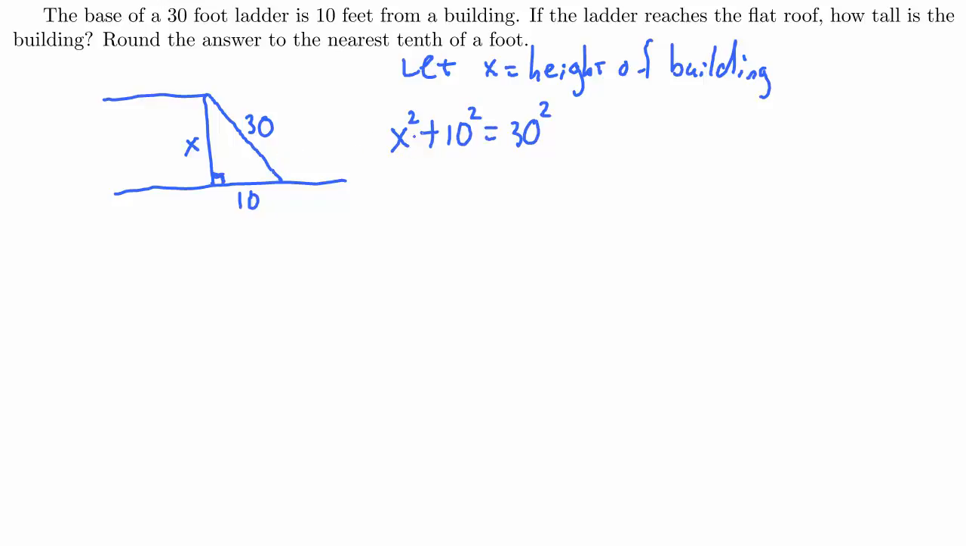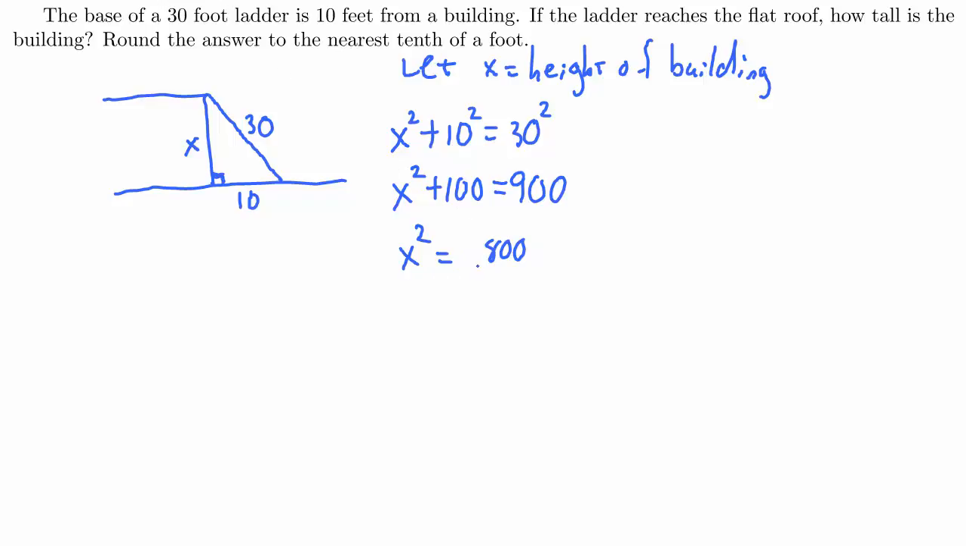The only thing you have to remember is that the hypotenuse is over here by itself. The other two don't really matter. I could have done this as 10 squared plus x squared. It's just up to you. Then you simplify, so it gives you x squared plus 100 is equal to 900. Then you subtract 100 from both sides, so x squared is equal to, excuse me, not the square root of 800, but 800.